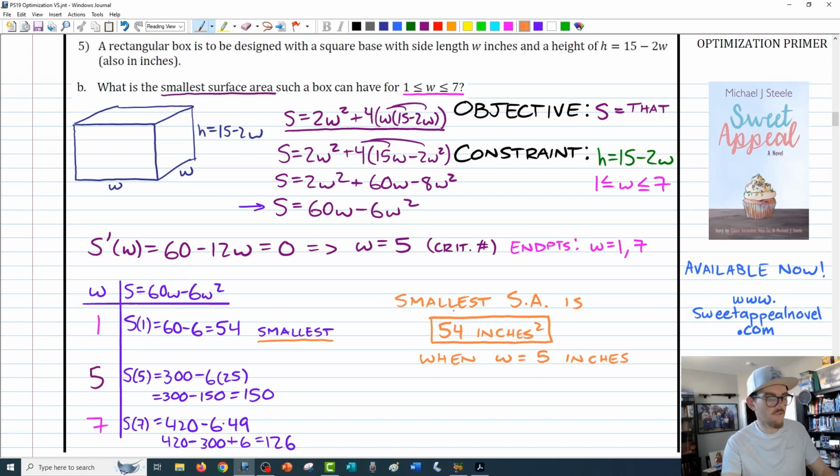value. I don't know if optimal feels right. The value we were looking for. But hey, we did our job. So there it is. We got our minimal surface area. And quick check here to make sure I did it right. Oh yeah, 54 inches squared.